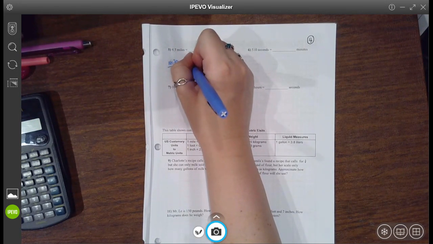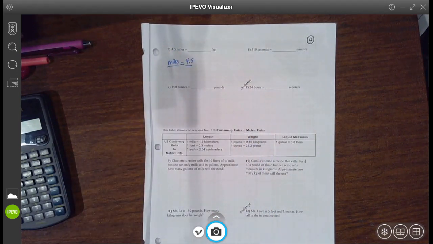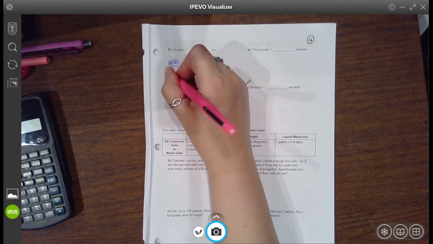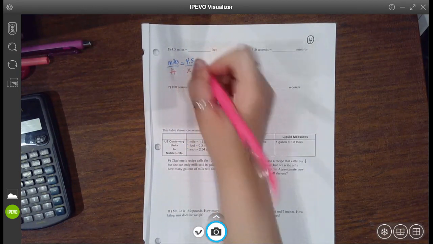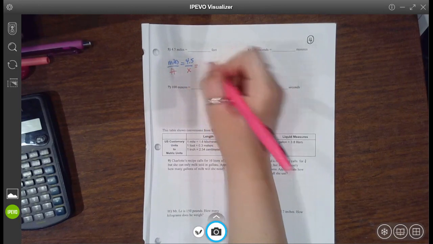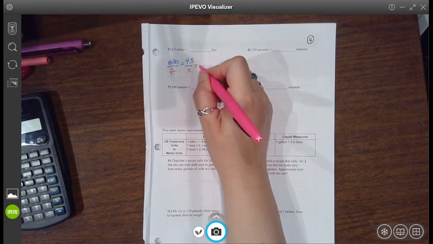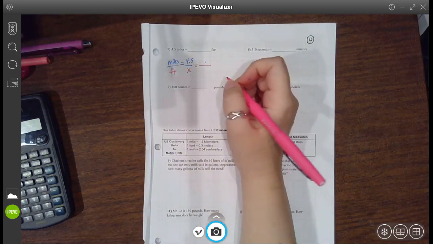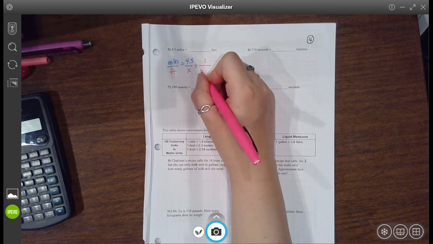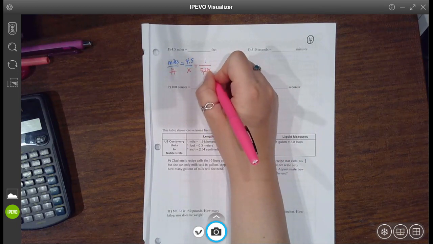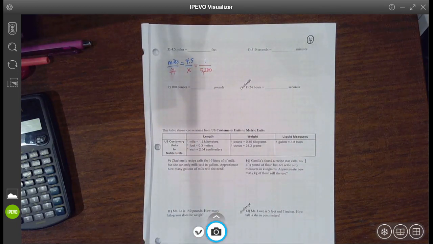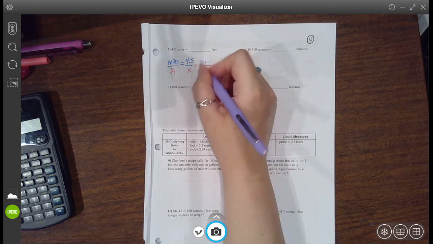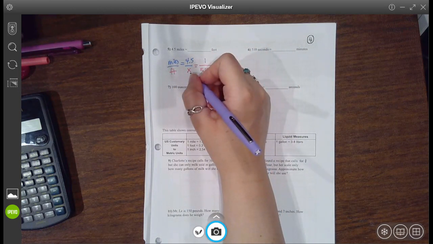And they gave us 4.5 of those. And they're asking us how many feet that is. Okay, so we don't know how many feet that is. But if you look at the other side, you do know that 1 mile is equal to how many feet? 5,280 feet.